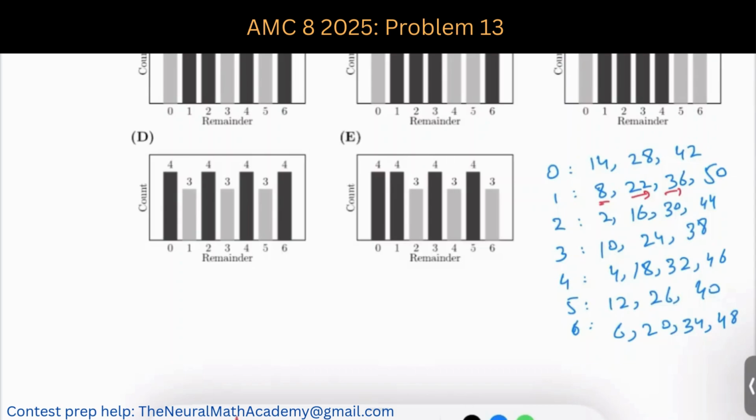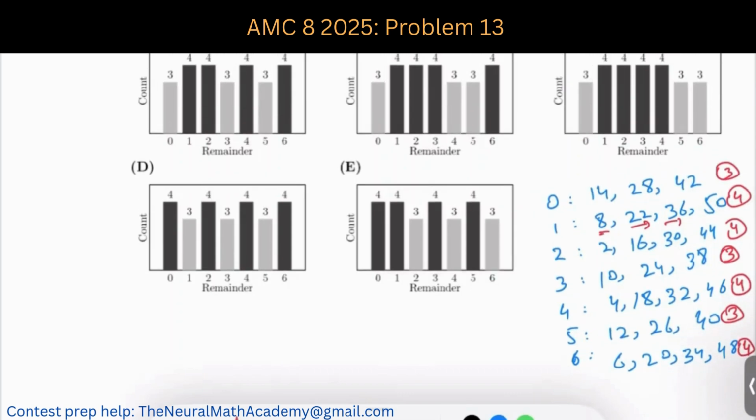Now we have created the list, so we can see how many times each of the remainders is occurring. So we have 3, 4, 4, 3, then we have 4, 3 and 4. So now we can see where we have this pattern. So this is 3, 4, 4, 3, 4, 3, 4. So then A is our answer for this problem.